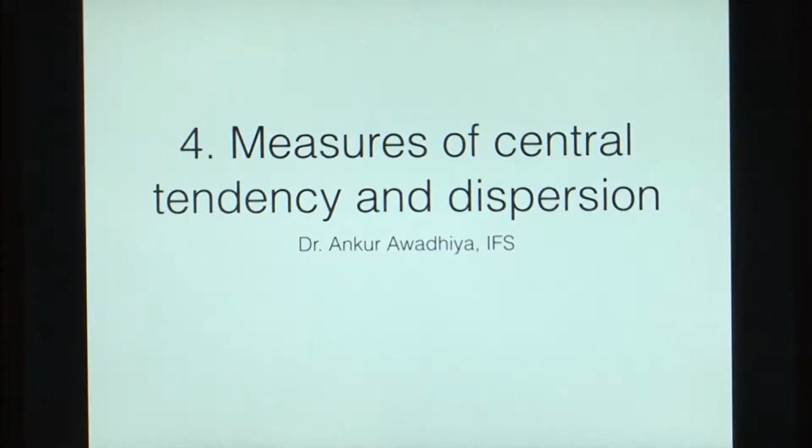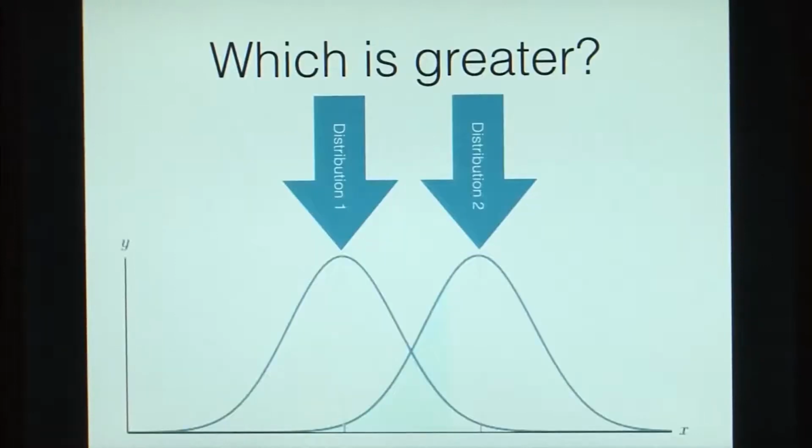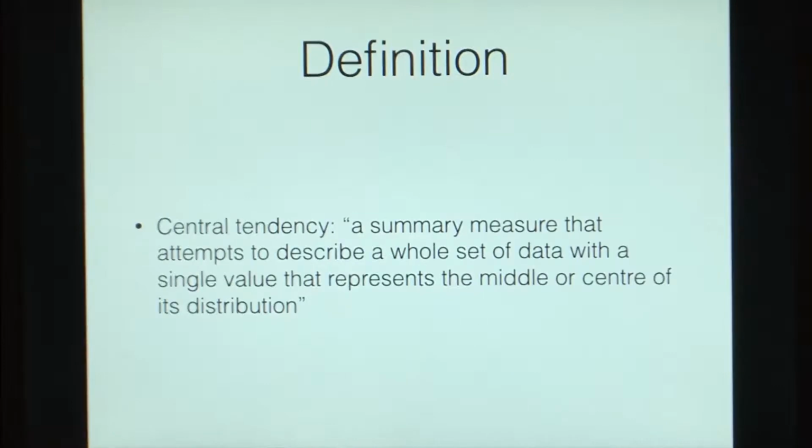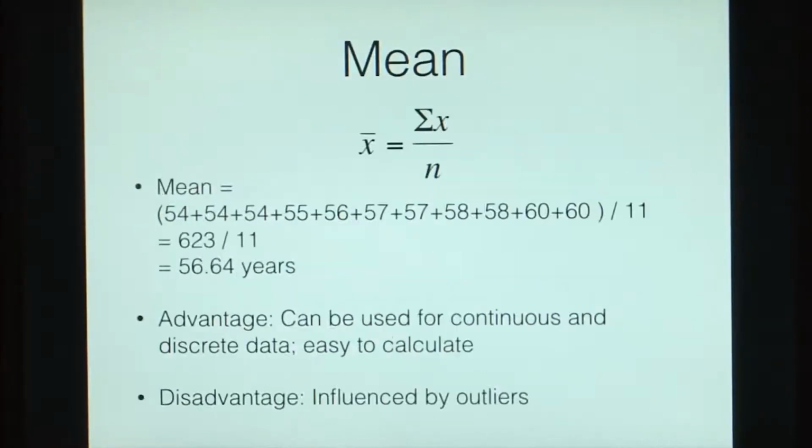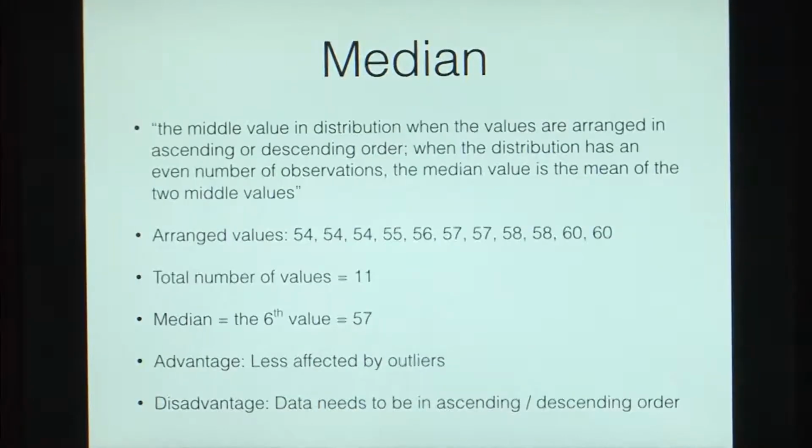Next, we looked at the measures of central tendency and dispersion. So, in this case we wanted to say which of these curves is the larger curve. We defined central tendency, which were mean. So, mean is the sum of all the values divided by the total number of values. We also defined median, which is the central value when you arrange things in ascending or descending order.